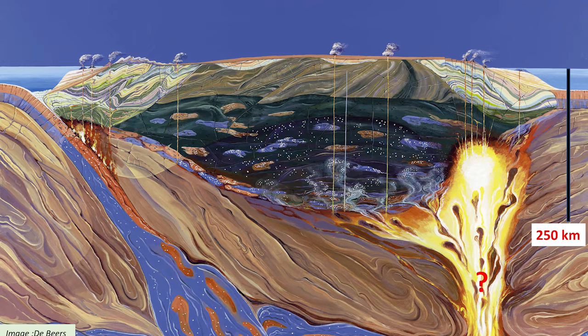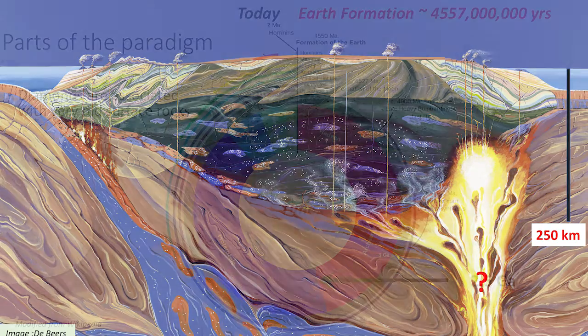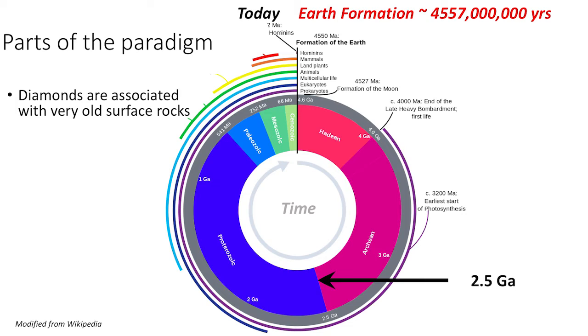Rather perceptively, this diagram was drawn in the late 90s by De Beers. You can see that they've even got little diamonds going way down here into the Earth's deeper asthenosphere. Okay, and then the other bit of the paradigm is that diamonds are associated with very old surface rocks, greater than 2.5 billion years. This is where this key age comes in.